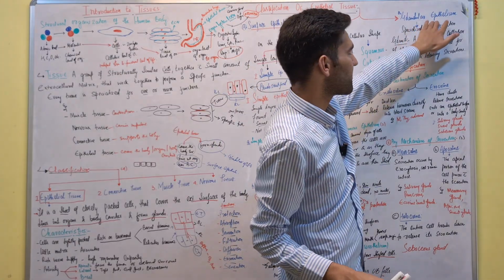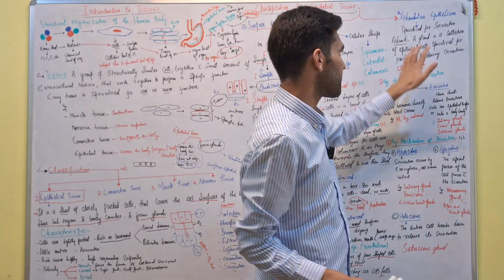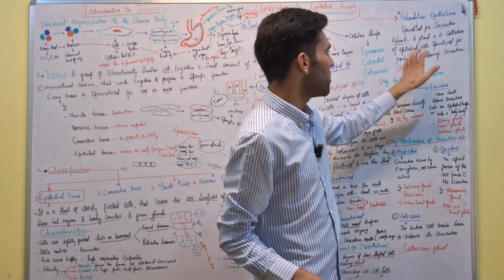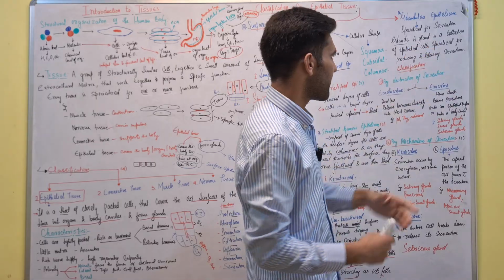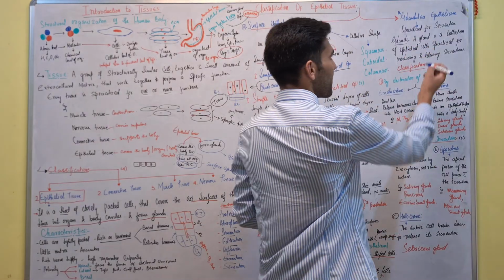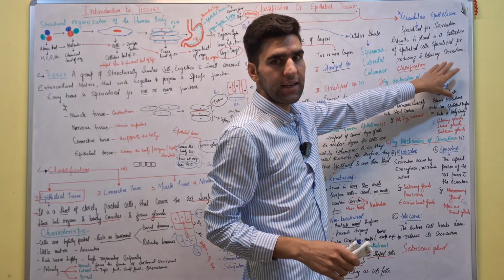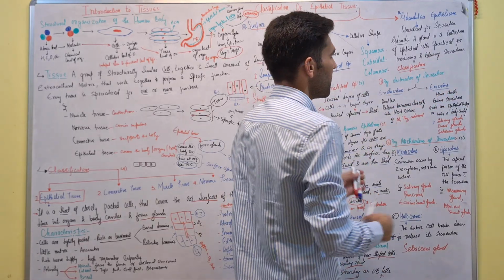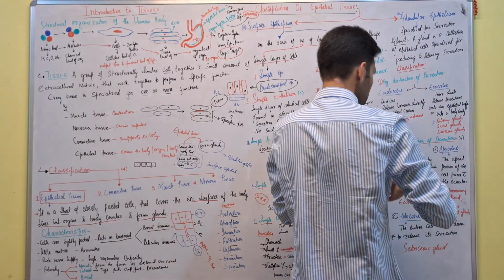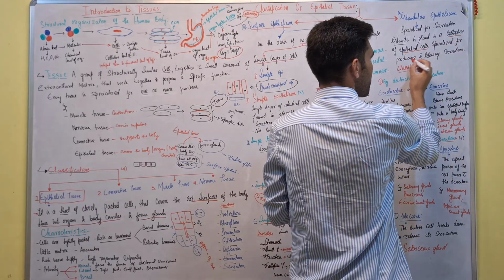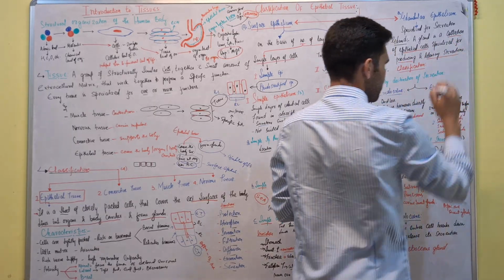Now we have glandular epithelium, which is specialized for secretion. Before moving to the classification of glandular epithelium, we should remember the definition of a gland. What actually is a gland? A gland is a collection of epithelial cells specialized for producing and releasing secretions.